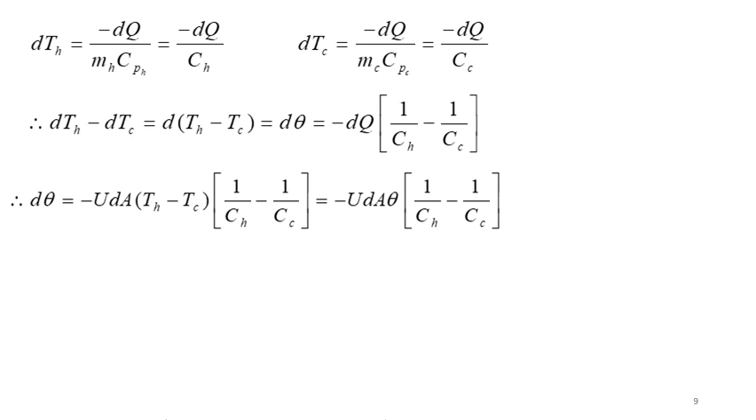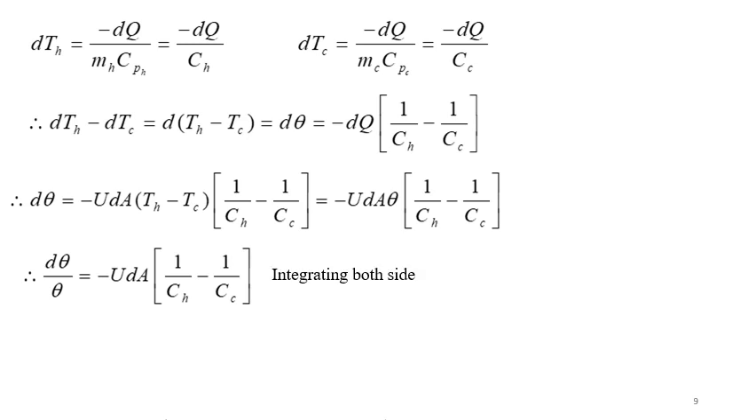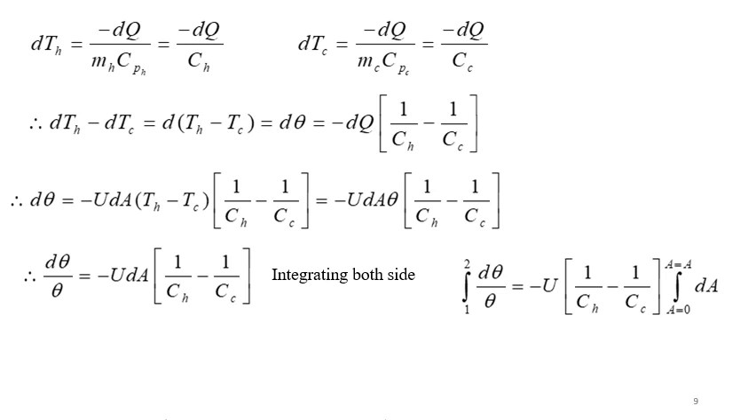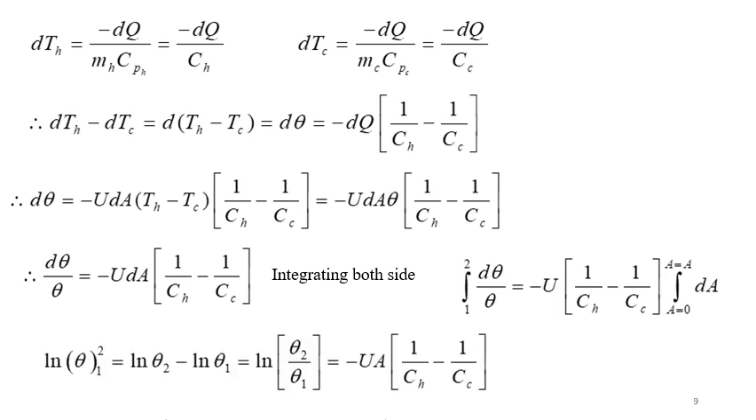Now we bring this theta to the other side and integrate. d theta by theta is equal to minus U dA (1 by CH minus 1 by CC). Integrating both sides, the integral of d theta by theta from 1 to 2 is equal to minus U (1 by CH minus 1 by CC) times the integral of dA from 0 to A, which is A. So ln theta 2 minus ln theta 1, which is ln theta 2 by theta 1, is equal to minus UA (1 by CH minus 1 by CC).